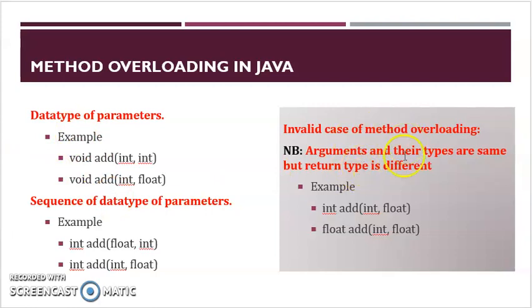What is invalid is this: if you analyze here, both the add functions are taking the same input arguments, of the same types, but their return types are different. But different return types do not make these two functions different, they are the same. So when the arguments and their data types are the same but the return type is different, it is not function overloading. So this one is actually function overloading.